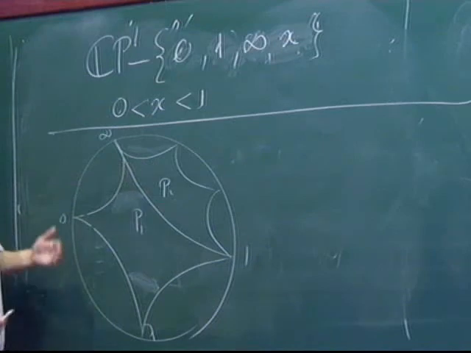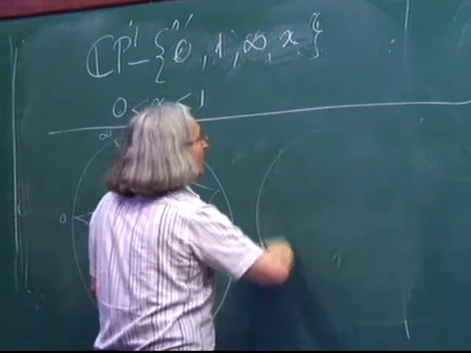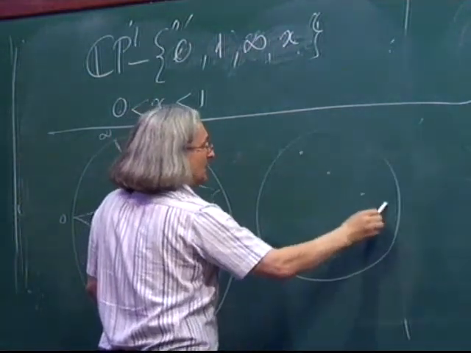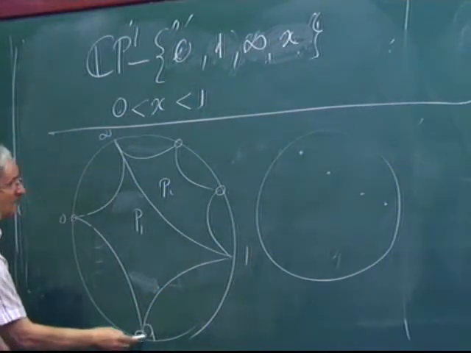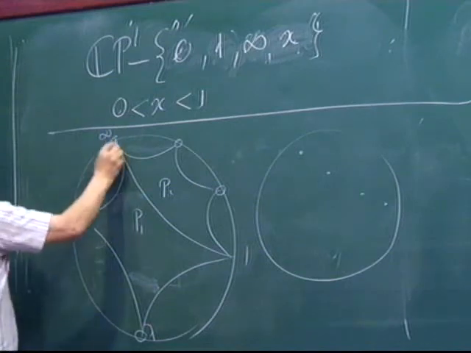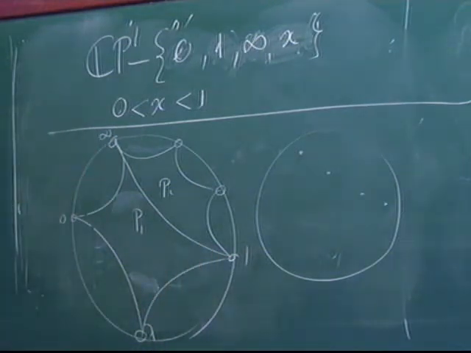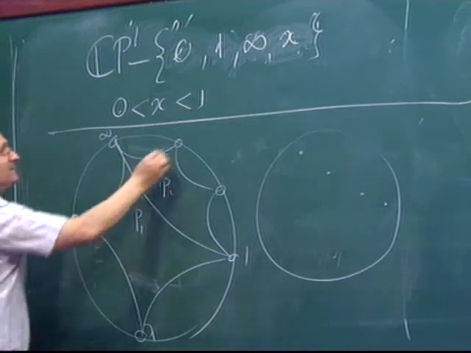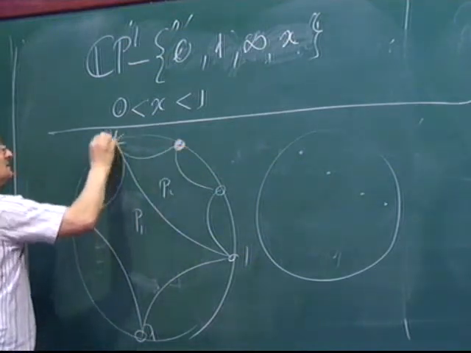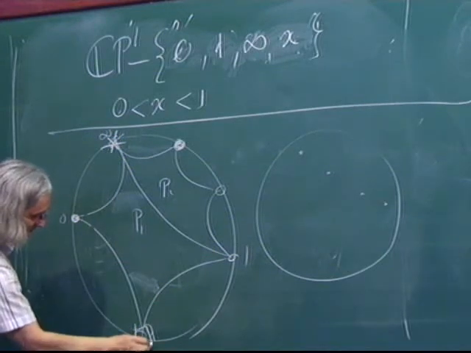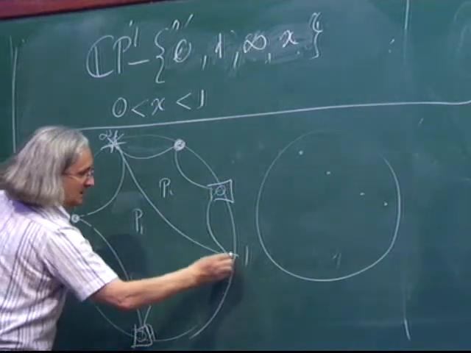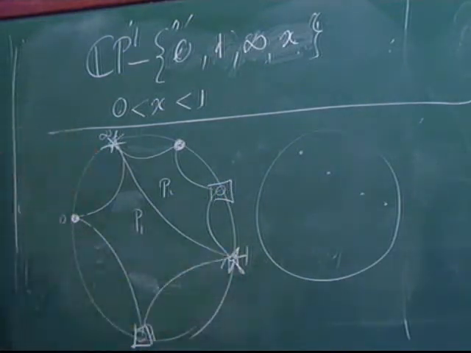Okay? And then the corresponding quotient will be a sphere minus 4 points. Because you have one vertex here, one vertex here, one here, and one here. Okay? So this is identified with this. This is identified with itself. This is identified with this, and this is identified with itself. So you have 4 points that are missing in the sphere.